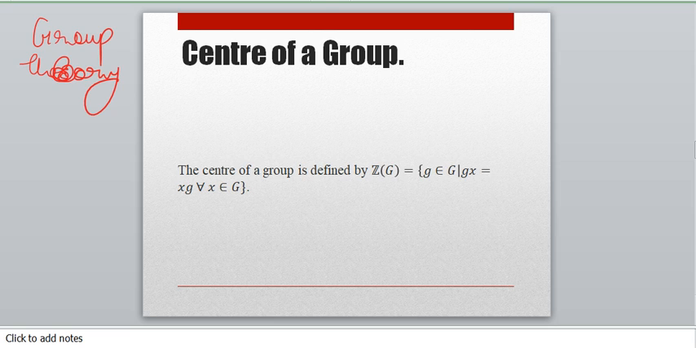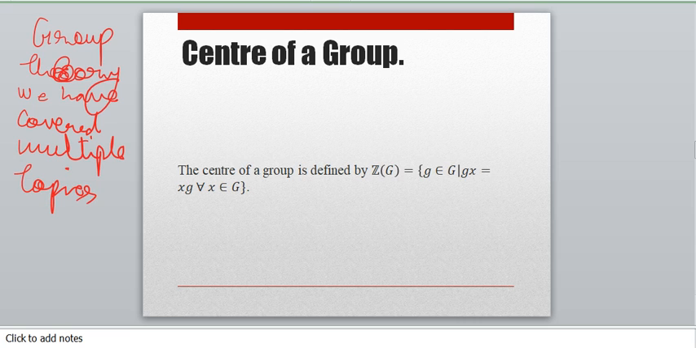We have covered multiple topics on group theory. Now, the last topic that we were speaking about on group theory was Euler's phi function, right?